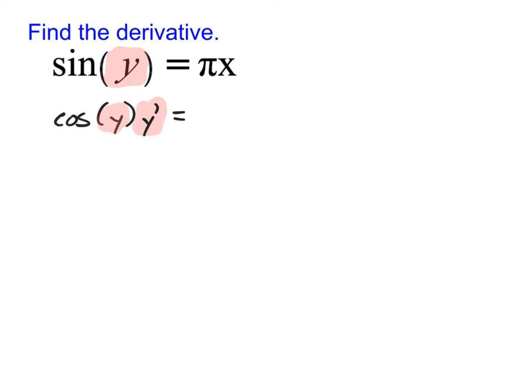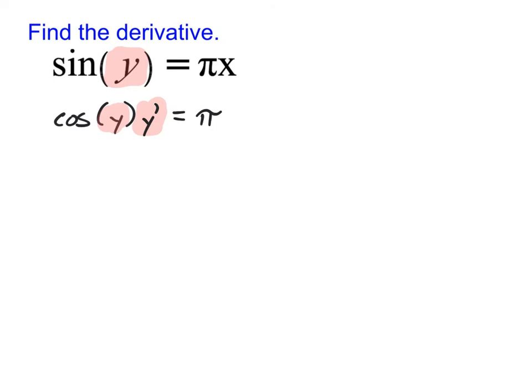We then are also taking the derivative at the same time of the right side. Now we're finding the derivative of pi x. Remember that pi is just a constant. And so it's the same as the derivative of 5x, where it's just going to equal the constant. So it just equals pi.